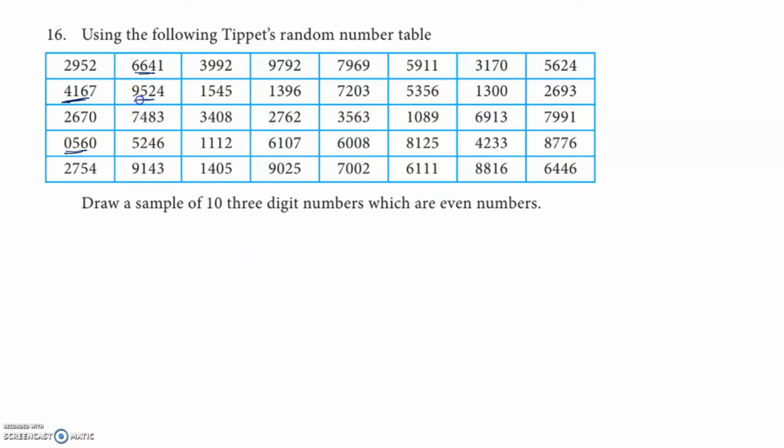Even number, we take that. We have taken now 1, 2, 3, 4, 5, 6, 7. So we need 3 more numbers. 399 is odd, skip it. Even number, skip this one. 140 is an even number.